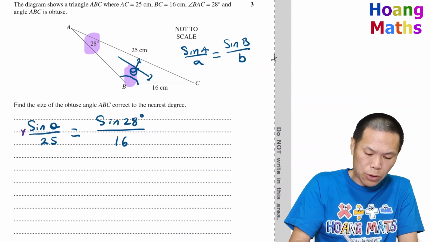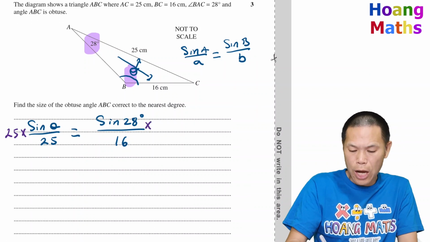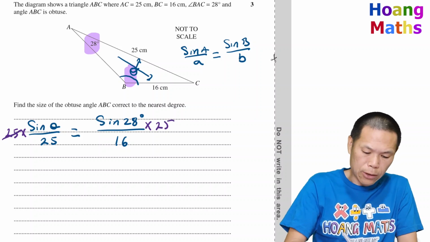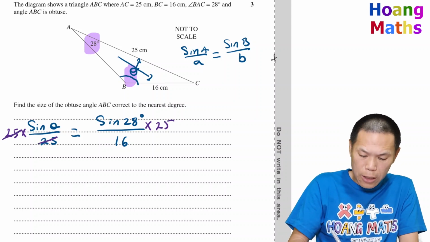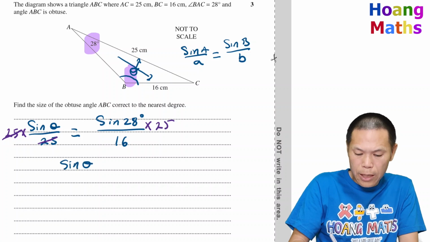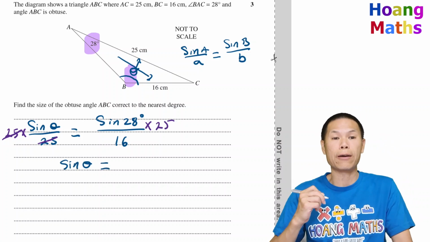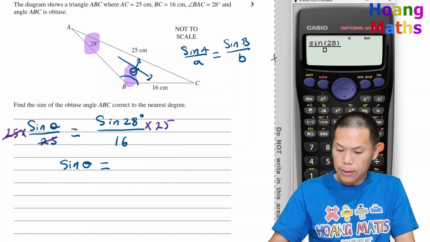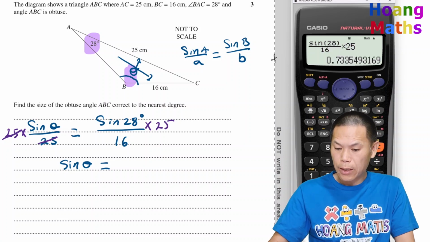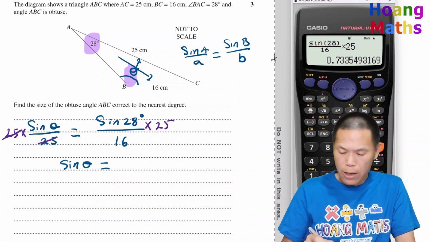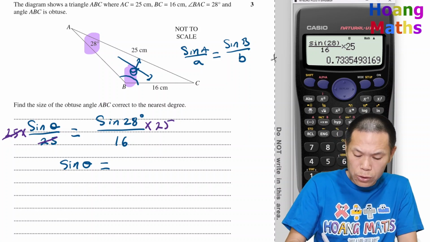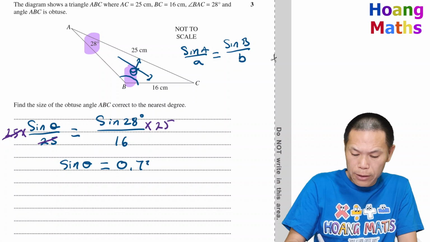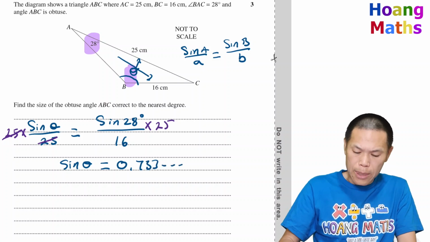So I times by 25 on both sides, and that cancels this out. So sine theta equals, I just put it on a calculator: sine of 28 over 16, then we just times 25. There you go, 0.733 and so on.